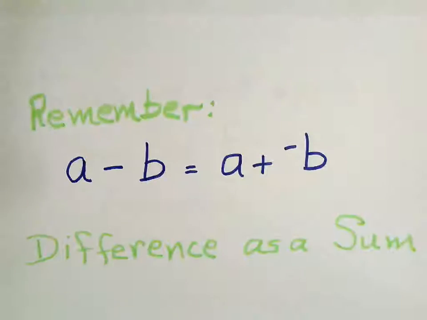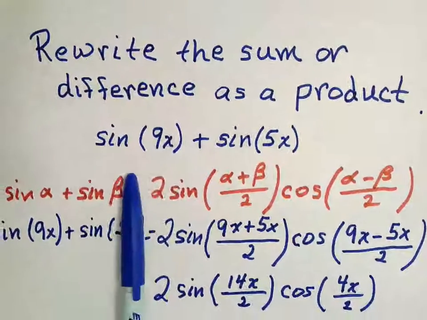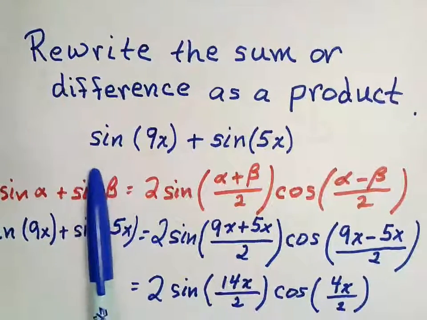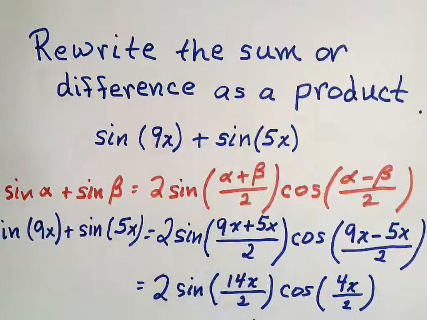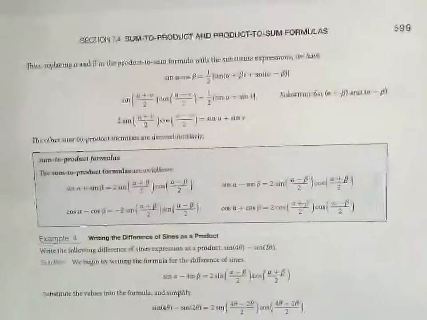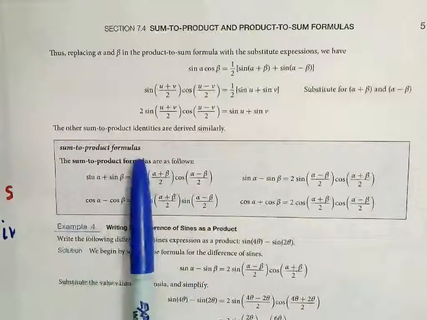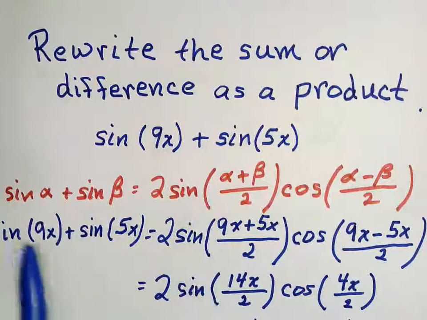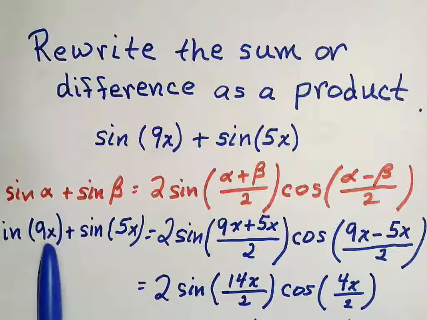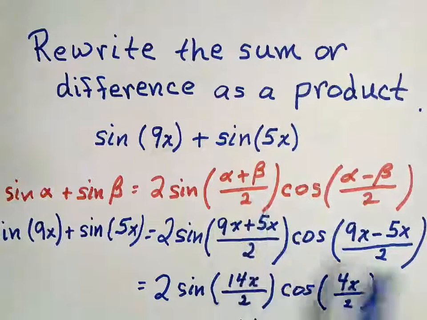So we're going to look at a problem where it says rewrite the sum or difference as a product. So we're given this problem right here, sine of 9x plus sine of 5x. Now you notice it's a sine and a plus. So you go here to your formulas, you have a sine and a plus. We're going to use this first formula right here in the sum to product formulas. So I wrote it down here. Our alpha is 9x, our beta is 5x. So where we see alpha, we put 9x. Where we see beta, we put 5x.